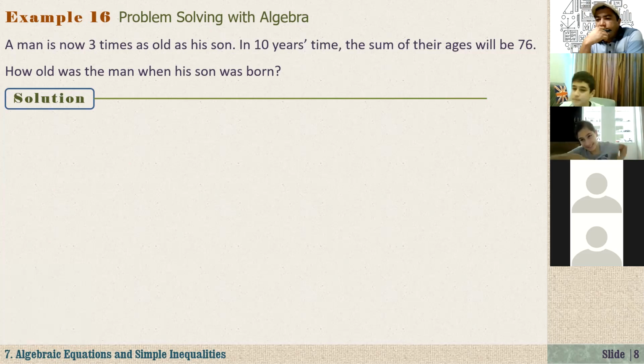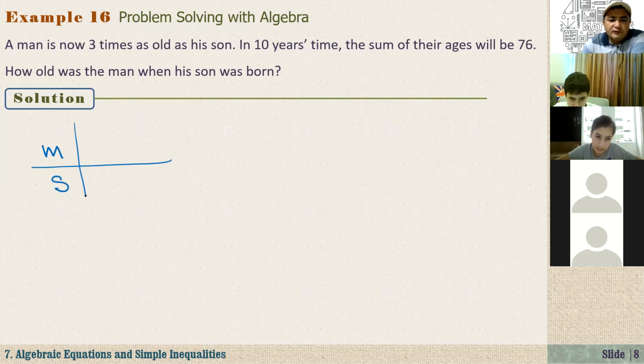Okay. So this kind of problem, we call this age problems, right? I suggest you, in different ways you can solve this. I suggest you first construct a table. Can we just tabulate the given information? So we are talking about two people, a man and his son, right? Let's say this one is the man, M, and his son is S.